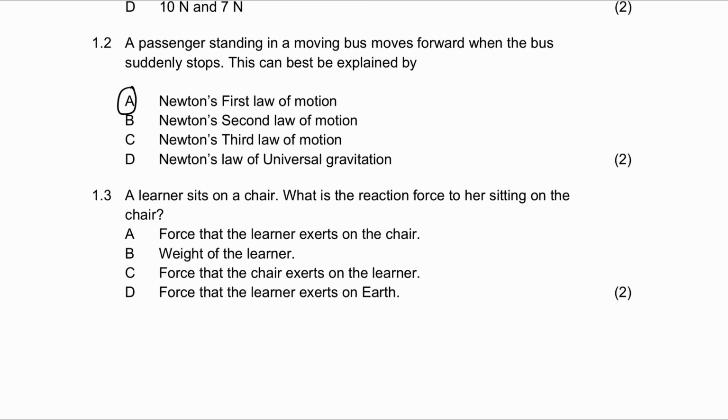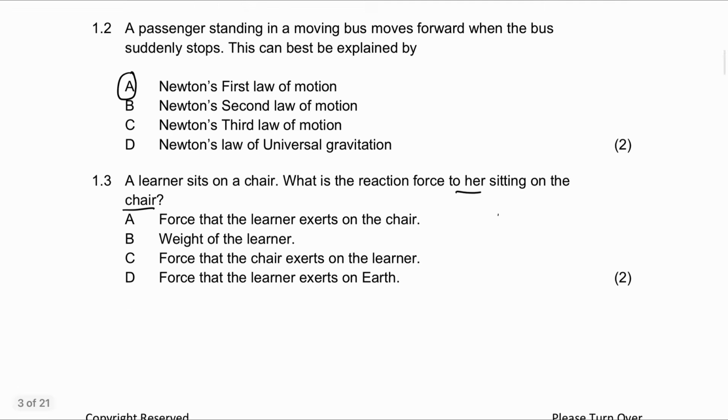Question 1.3. A learner sits on a chair. What is the reaction force of her sitting on the chair? The action force, they tell us, is the learner or her on the chair. So action will be learner on chair. That means the reaction, and all we got to do here is switch the words, it's going to be chair on learner. So we're looking here for option C.